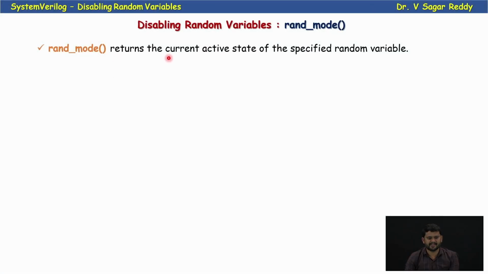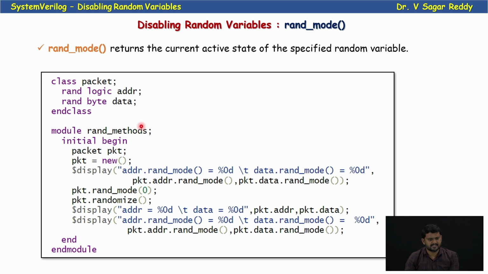Now see one more example. rand_mode returns the current active state of the specified random variable. In this example, same as before, I'm defining one packet having 2 variables, address and data, of rand type, whereas the address is a logic type. In the previous example the address was a byte type. So what will be the default value if it is a logic? Logic is a 4-state data type, so its default value is x, whereas byte is a 2-state data type, so the default value is 0.